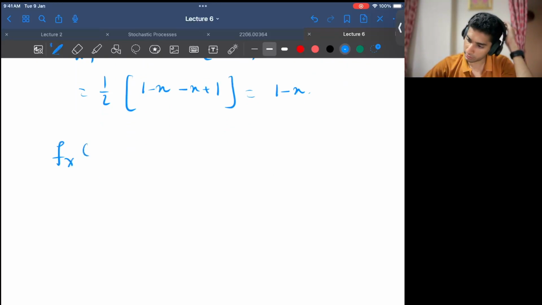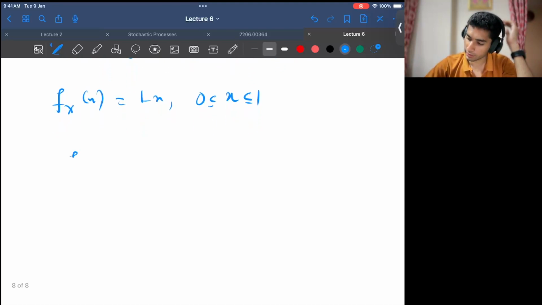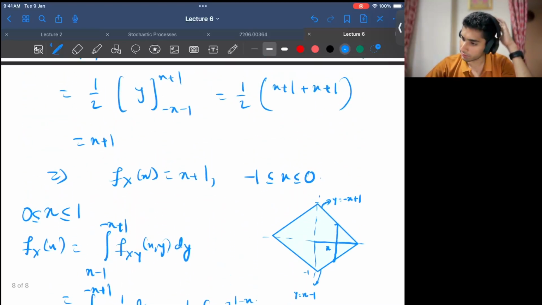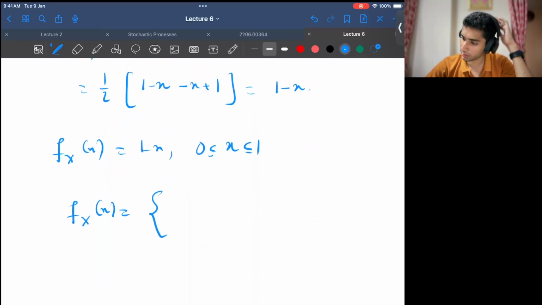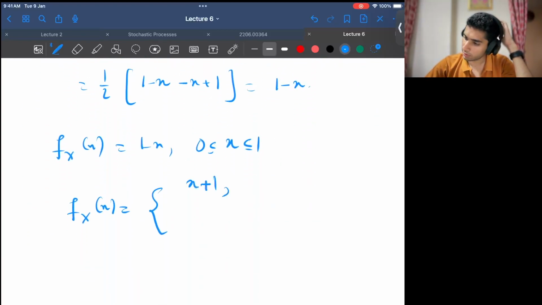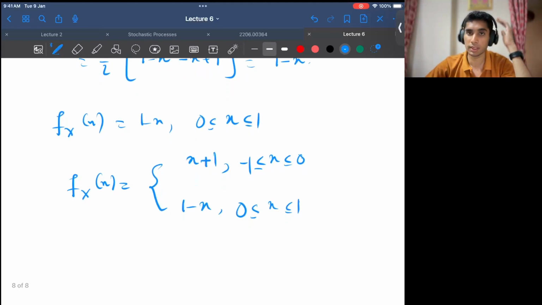So fx of x is equal to 1 minus x when x is between 0 and 1. So overall what you can write is fx of x is equal to x plus 1 when x is between minus 1 and 0, and it is equal to 1 minus x when x is between 0 and 1. This is the distribution that you get, right?